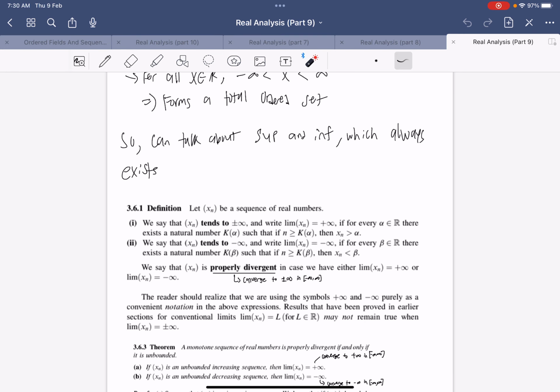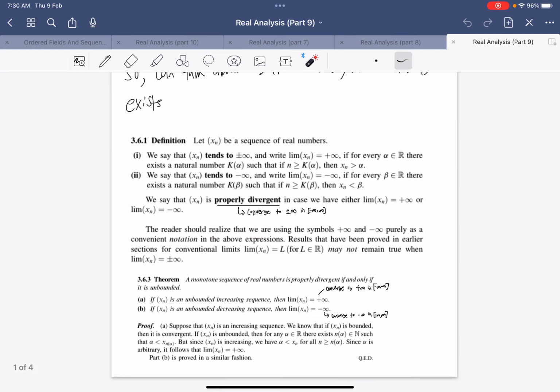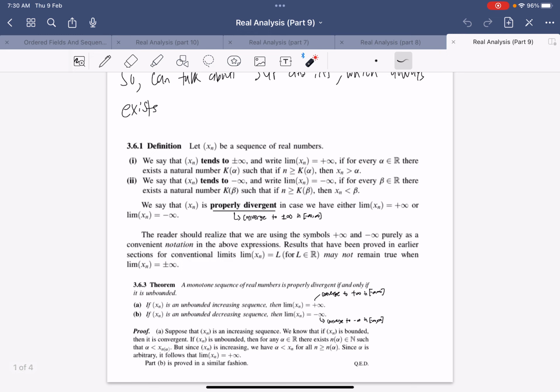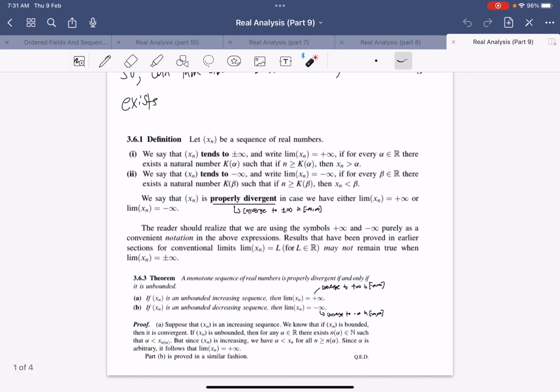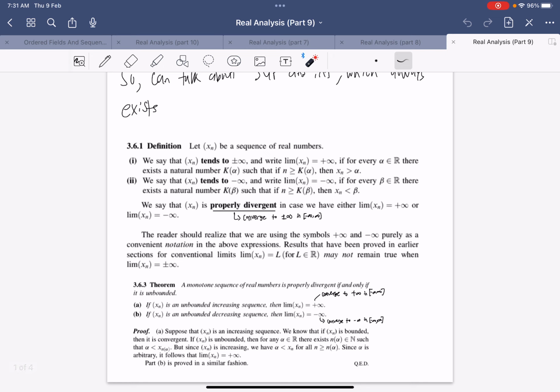And it tends to minus infinity if for every real number beta, xn is less than beta after some cutoff. And this tending to infinity, we say that it's properly divergent. Or you can just say that it converges to infinity. So, like the warning over here, you should realize that plus and minus infinity are just notations for expressions that we want to convey to say that it's larger than all real numbers or less than any real number.